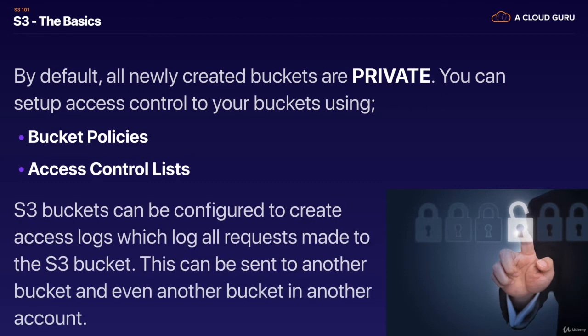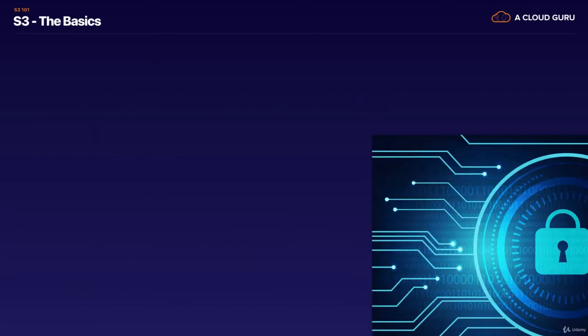S3 buckets can be configured to create access logs, which log all the requests made to your S3 bucket. So if someone tries to access an object, that is going to be logged. This can be sent to another bucket or even another bucket in another account. So if you want to log who's accessing your objects in your S3 bucket, you can definitely do that. You can store those logs in an S3 bucket in your primary AWS account, or you can set it up in a different AWS account.